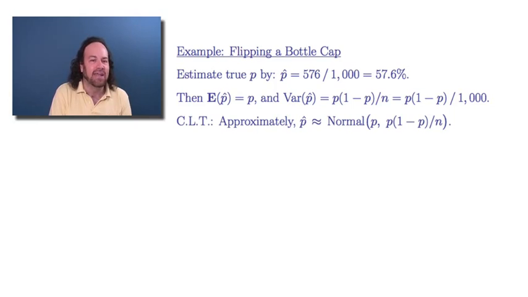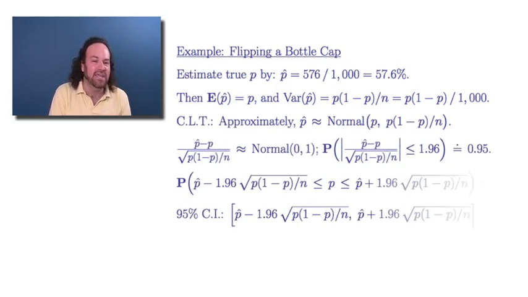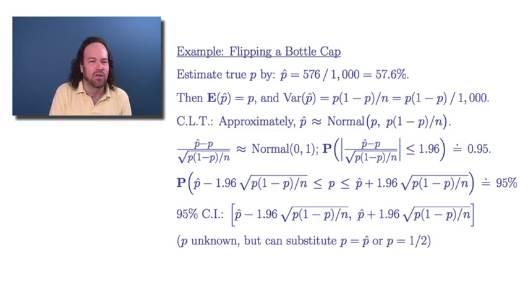Once we know that, then we can rejig it to get something that has a standard normal distribution, and then we can get a range that 95% of the time it will be within, and then we can do a little more manipulating and end up with a 95% confidence interval. We also had the problem that this confidence interval was in terms of p, and p was unknown. Well, but we can substitute p hat for p, or we can substitute a half for p to be more conservative, and either way, we get a confidence interval.